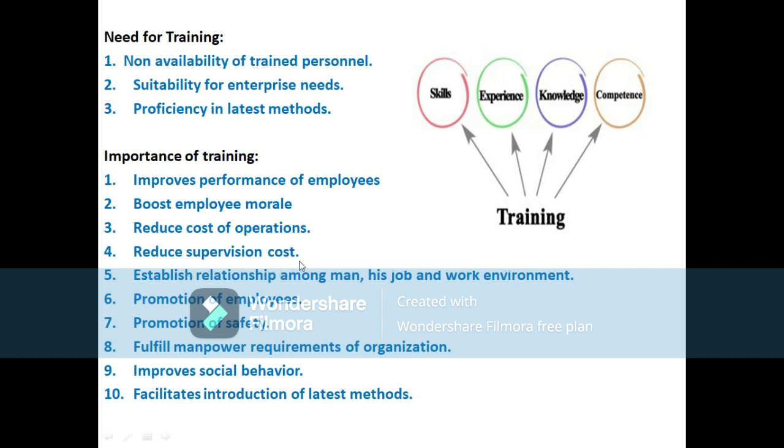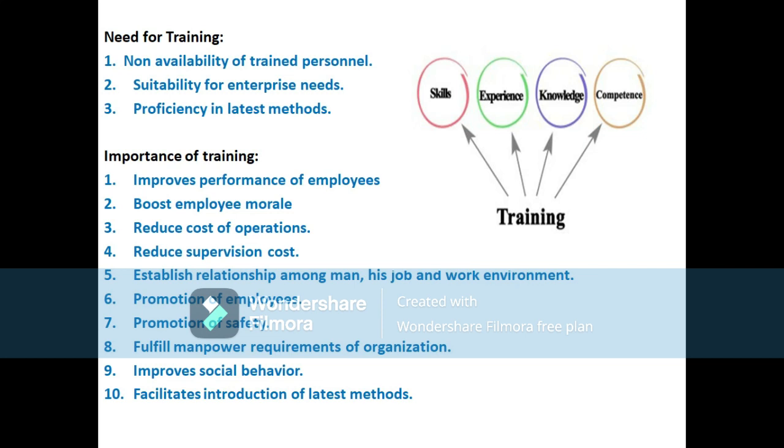Reduce supervision cost means whenever an employee is trained, those employees are made well versed with regard to their job and skills of solving work related problems. They will develop a problem solving nature, so skills can be enhanced regarding work related problems. Therefore, trained employees require less supervision. They require more autonomy and freedom with reduced supervision.